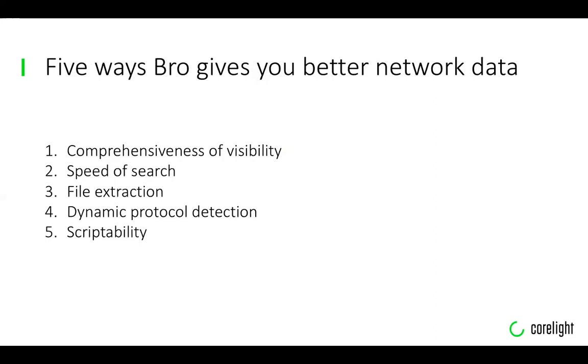And Bro really helps along 5 axes in terms of network data. So it's the breadth of what you're seeing, it's the speed with which you can search it, it's the file extraction capability that comes with it, and it's dynamic protocol detection, which is a new term. I'll talk a little bit more about what that means, but basically Bro is very sophisticated in how it understands what kind of traffic belongs in what protocol, and can catch things like bad guys trying to hide themselves in non-standard ports, for example. I'll talk more about how Bro does that, but that's what that point means there. And lastly, scriptability, which we've talked about, right? You can actually write your own scripts or use community scripts to make Bro do your bidding and automate whatever analysis task you'd like.